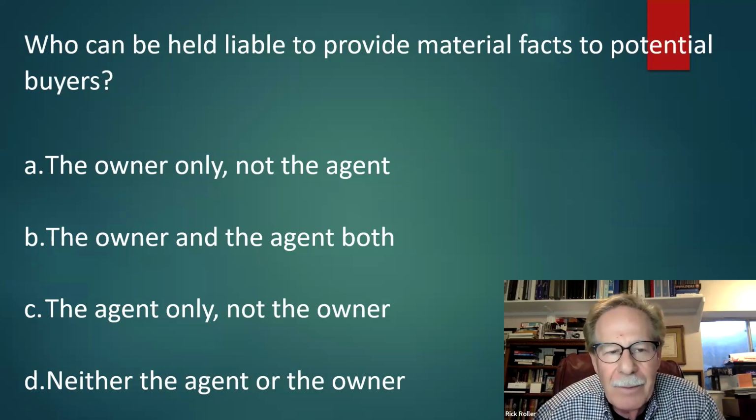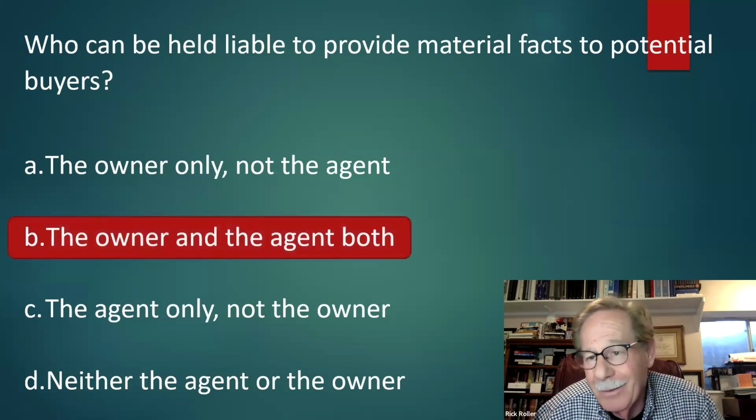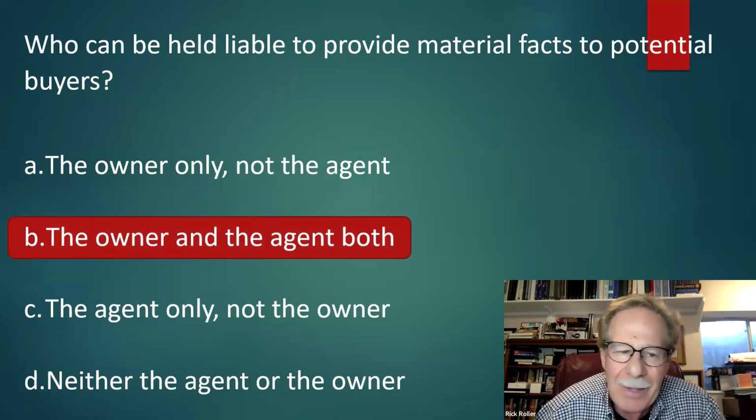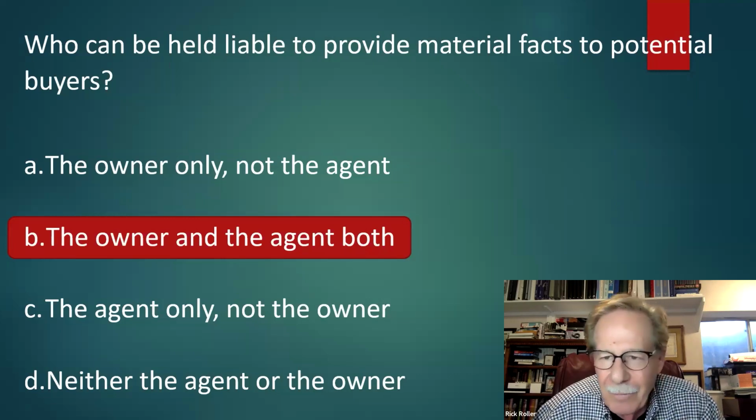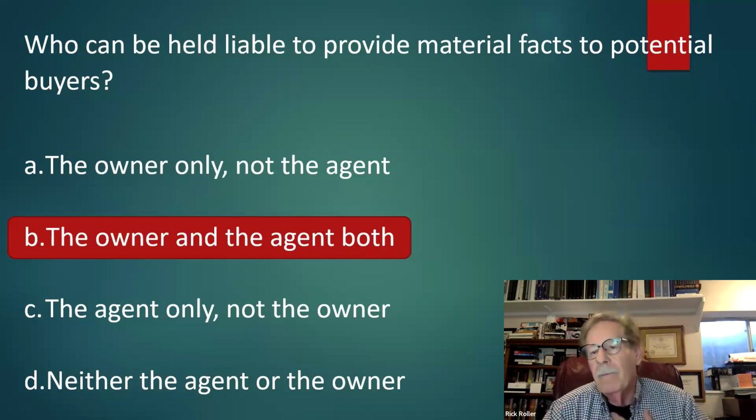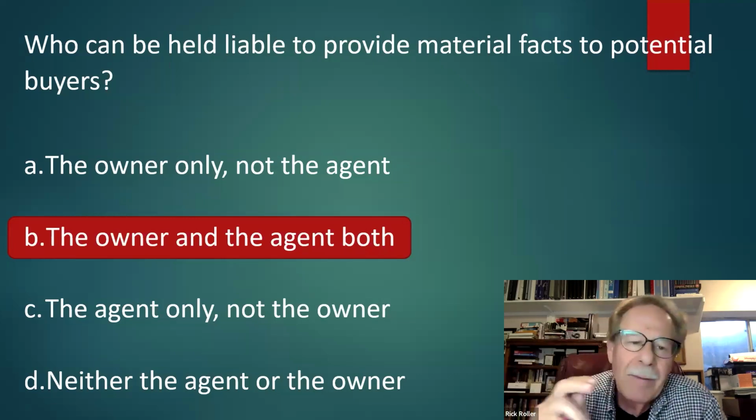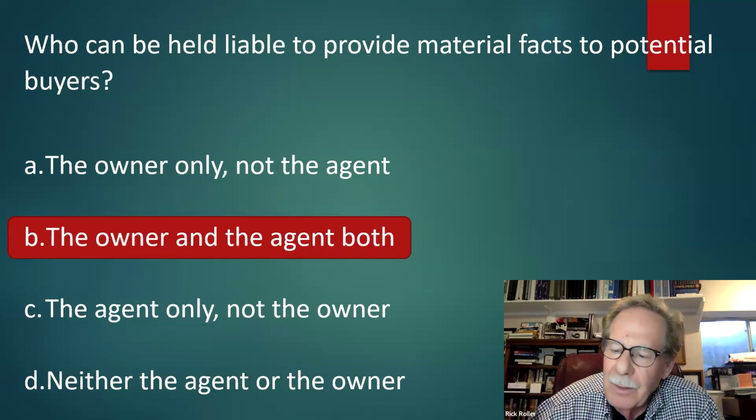But who can be held liable? Well, the owners only, not the agent? No. B, the owner and the agent both, of course. If you know something and it's a material fact, you've got to disclose it, even if the owner doesn't want you to. You've got to convince them, look, we can't do that. We have to disclose material facts. The agent only, not the owner, and neither the agent nor the owner, no. Our situation about the dead property, was that a material fact? No, but we disclosed it anyway. Why? Because we felt it was a good business practice.